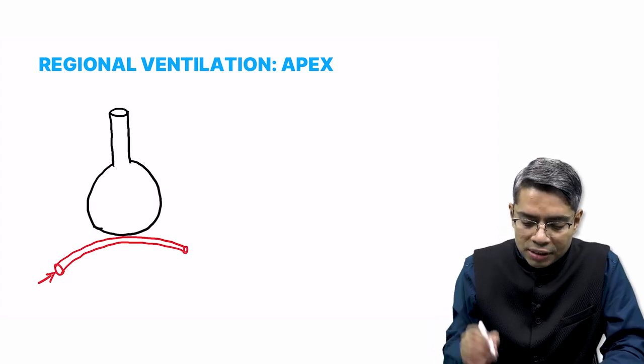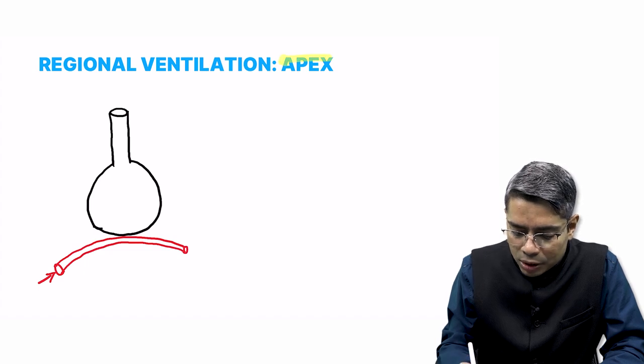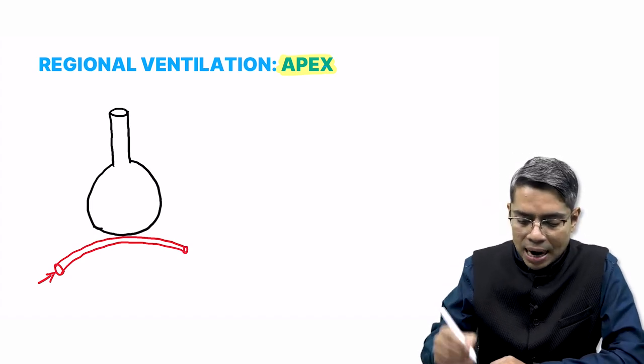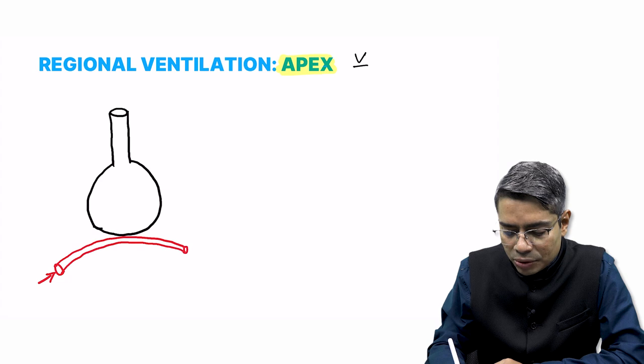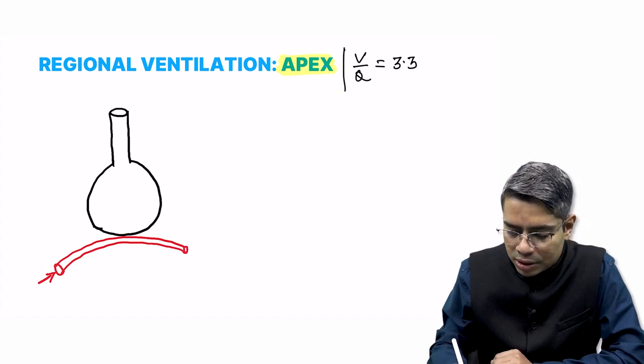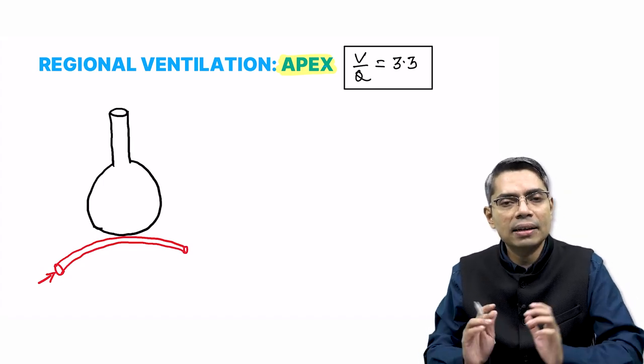So, region and ventilation at the level of apex. Whenever we are looking at the level of apex, we have already seen what the VQ ratio is. The VQ ratio is 3.3. Try to look at this ratio once again and try to understand the meaning of this ratio. So, VQ ratio is 3.3 at the level of apex.